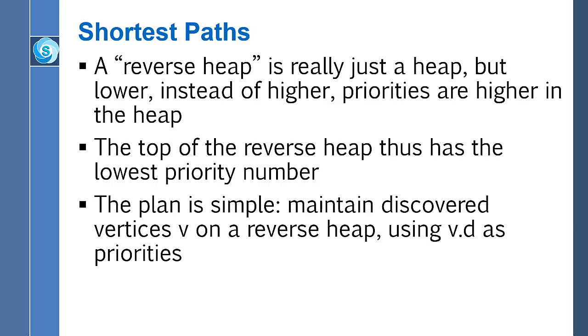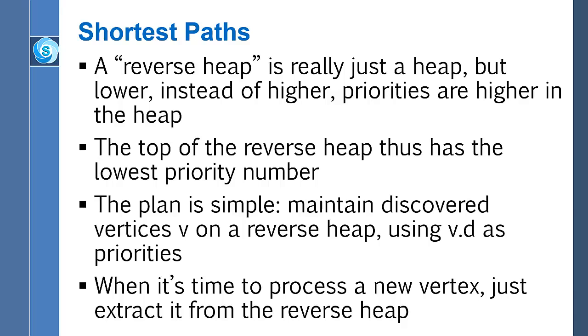So here's the plan. Every time we discover a vertex, we'll add that vertex to the heap. I say heap, but it's really a reverse heap. We'll add the vertex that's just discovered to the heap, and its value v dot d will be used as a priority. Whenever it's time to process a new vertex, just extract a vertex from the reverse heap.